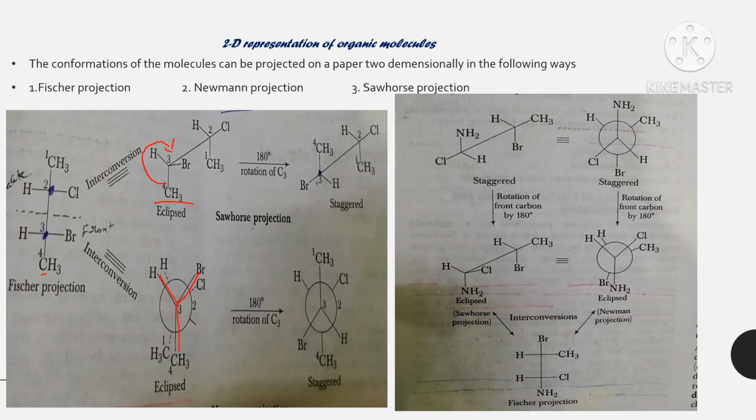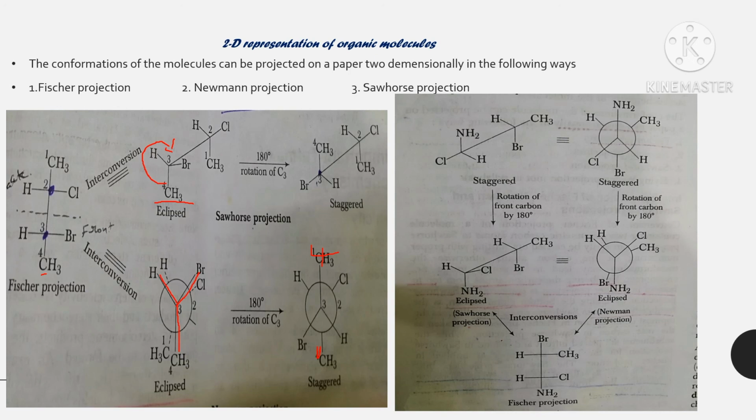When we rotate this Newman projection by 180 degrees through the C3 carbon, only the C3 carbon is moved, not the backside carbon. So we'll get here this is the first carbon and this is the fourth carbon. So this is called staggered conformation. The first one is eclipsed conformation.